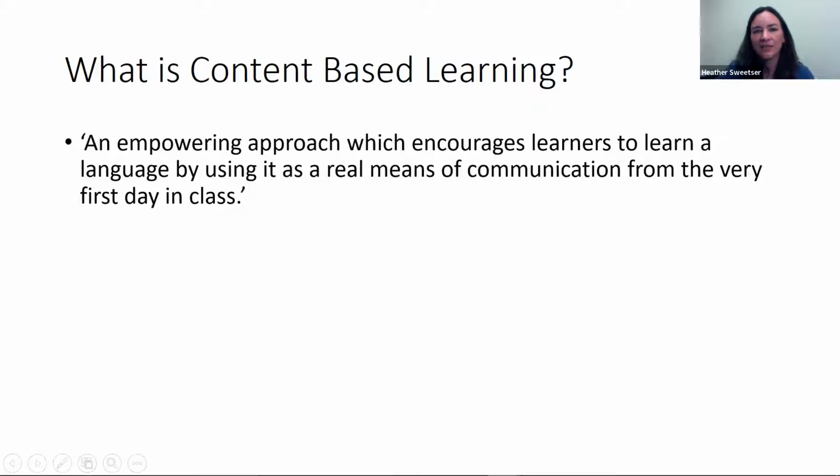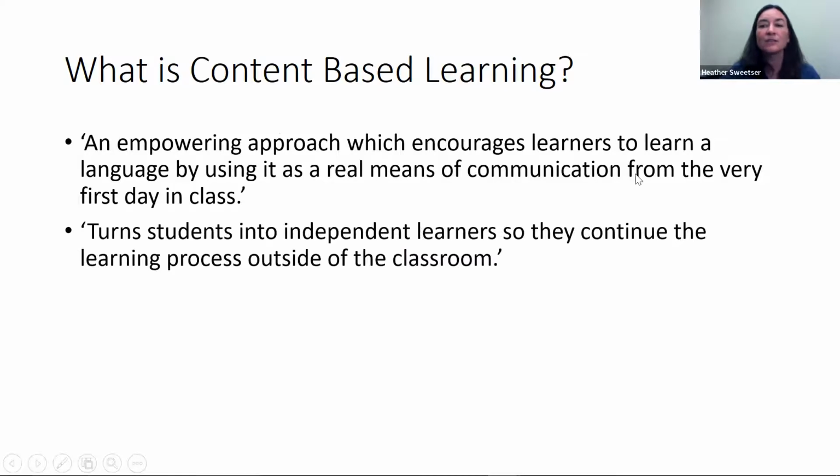Here's one definition: an empowering approach which encourages learners to learn a language by using it as a real means of communication from the very first day in class. So it's shifting the focus to communication, turning students into independent learners so they continue the learning process outside of the classroom. So one of the most valuable pieces of advice: I used to talk to students in English when they came to the classroom.